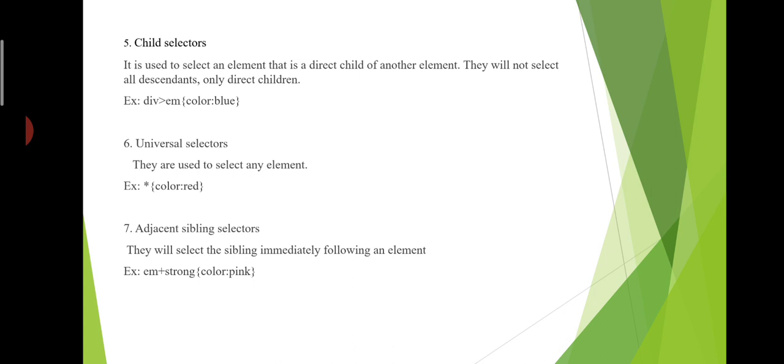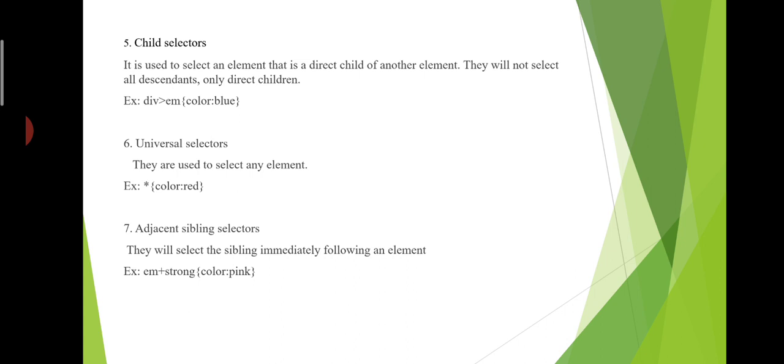Next, coming to child selectors. It is used to select an element that is a direct child of another element. They will not select all the descendants, only the direct children. Here the example of declaring a child selector is div, greater than symbol, em. Here it is going to consider only the direct child of a particular element. If an element is a sub-child, it is not going to be considered. So if any element has em as a direct child, that will get converted into blue color.